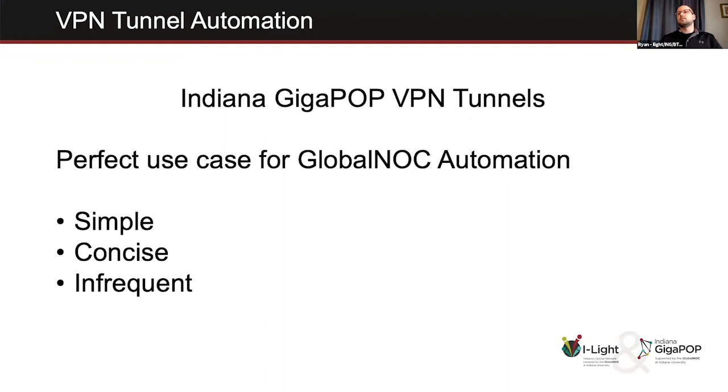So Grover talked about some of this. He used this as one of his brief examples when he gave the overarching view of the automation tool. But for Indiana GigaPOP, one of our specific use cases is to automate VPN tunnel creation. And so we build VPN tunnels for different uses.